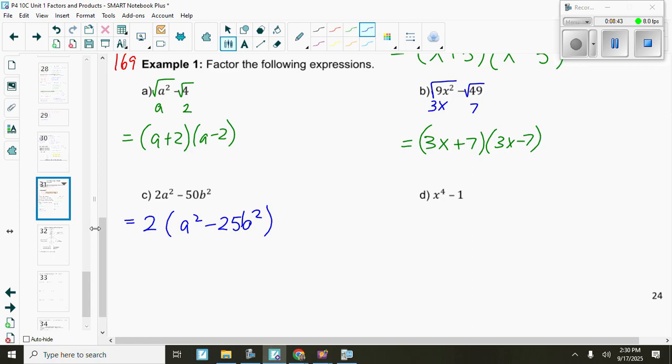Do I now have difference of squares? Absolutely. I can take the square root of a squared. I can take the square root of 25b squared. And I can end up with a plus 5b, a minus 5b.